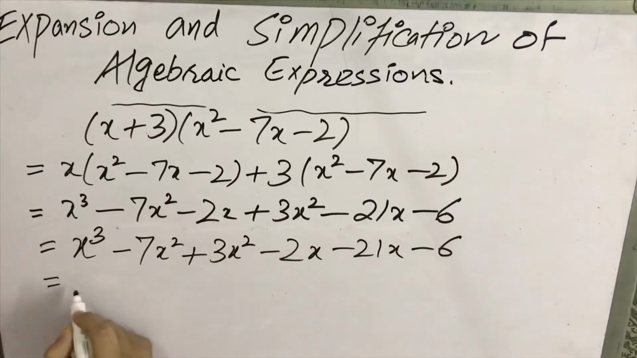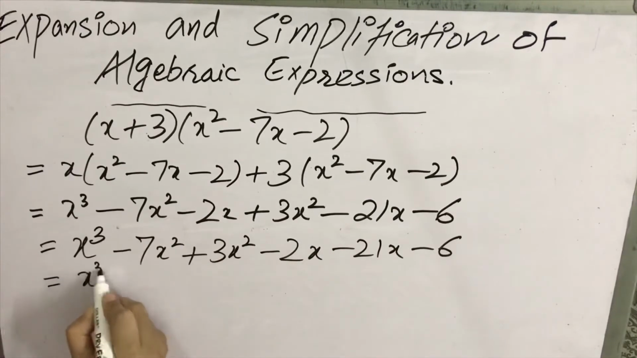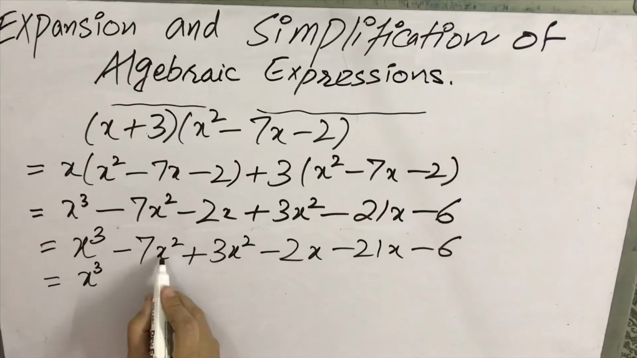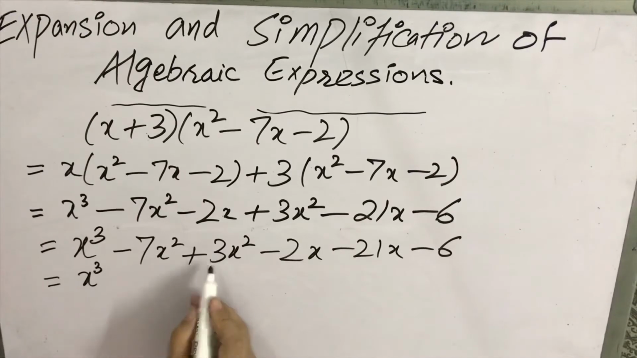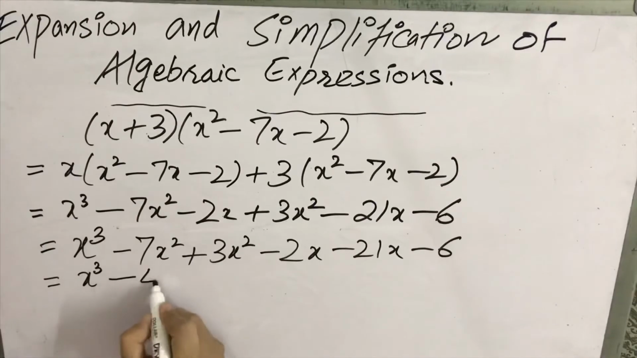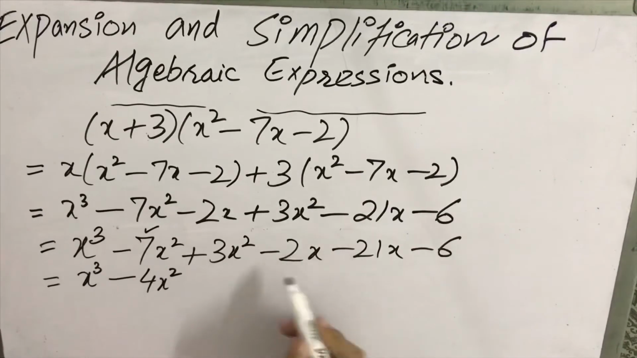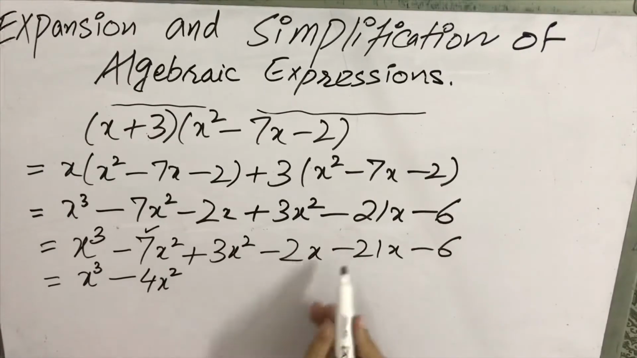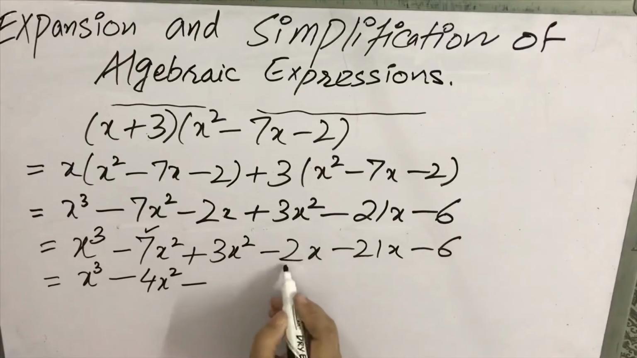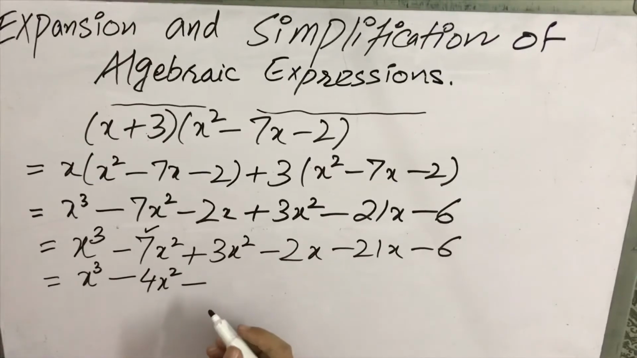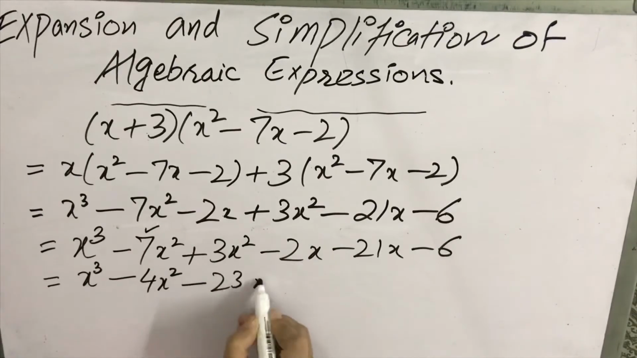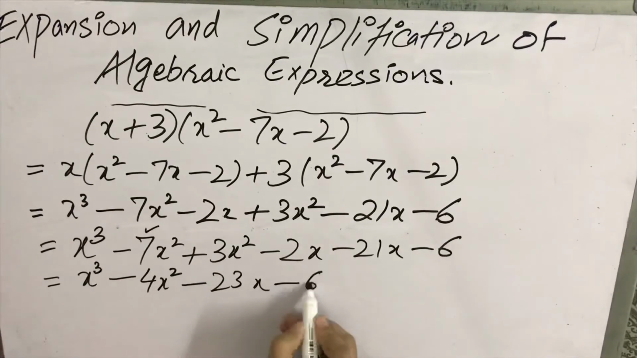So when we shall simplify, we shall have x cube, 7x square is negative, 3x square is positive. Opposite sign you will subtract with the sign of the bigger term. When you will have both x is negative, you will add, same sign you will add, opposite sign you will subtract. So it is 21 and 2, 23x with negative sign and minus 6.